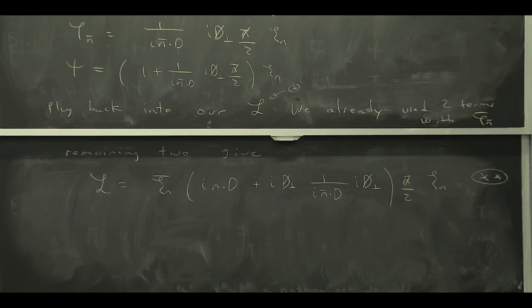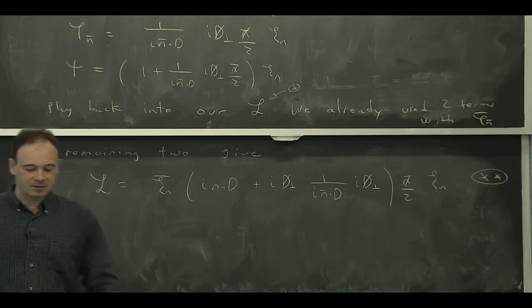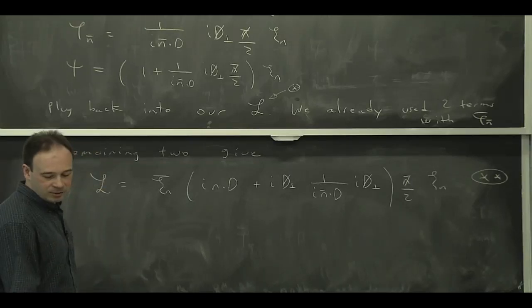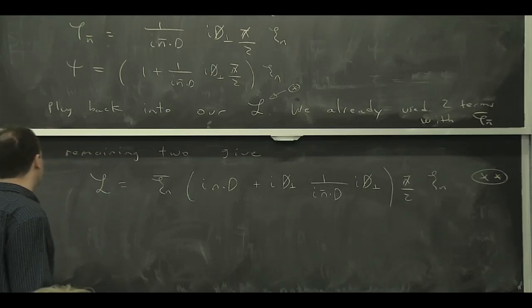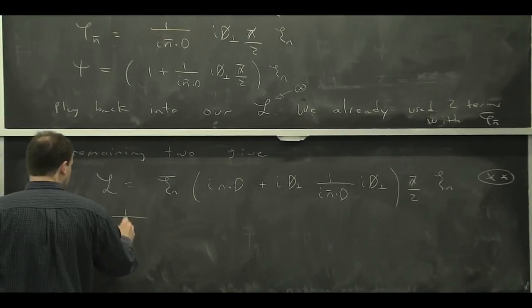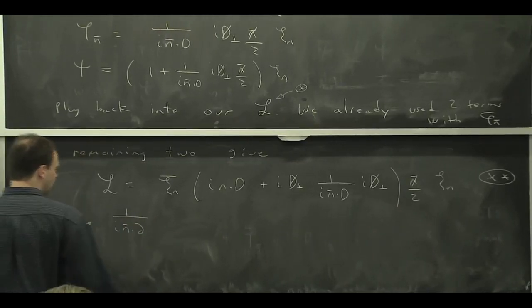Okay, so several questions arise. What have we done? Do we like this inverse covariant derivative? Are we happy with that? Are we unhappy with it? So what does an inverse covariant derivative mean? Well, actually, just what does an inverse derivative mean? This is an inverse operator. So what does that mean?